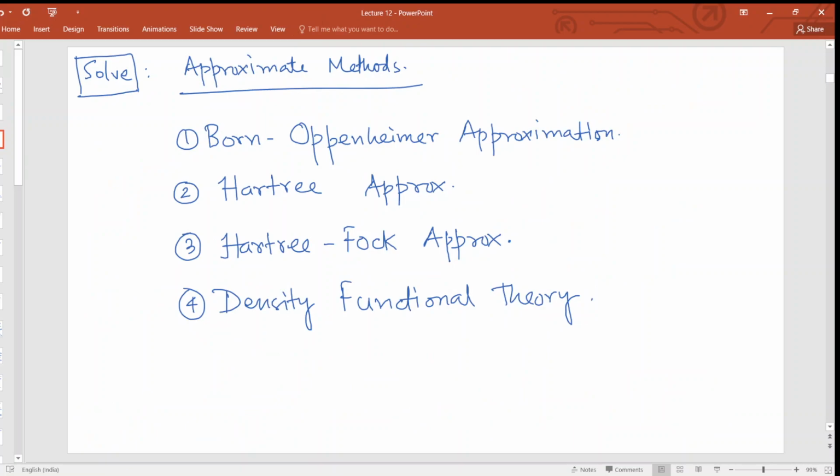So now we have to solve this many body problem. As I said, we cannot directly solve this thing. We have to take some approximation, and there are several approximation methods. Which are they? The first one is called Born-Oppenheimer approximation. The second one is called Hartree approximation, the third one is called Hartree-Fock approximation, and the fourth and last one is called density functional theory. So these are the four methods in which you can solve this problem.